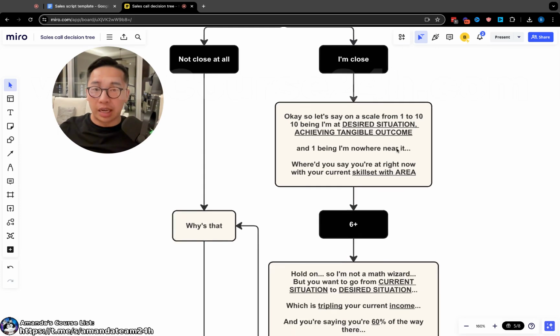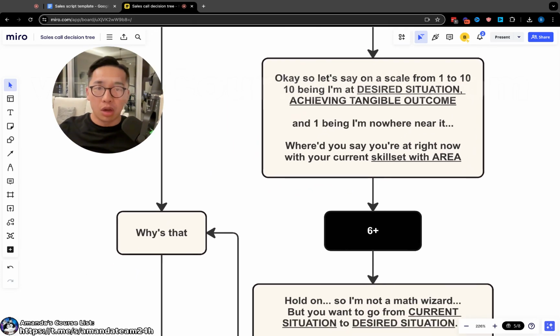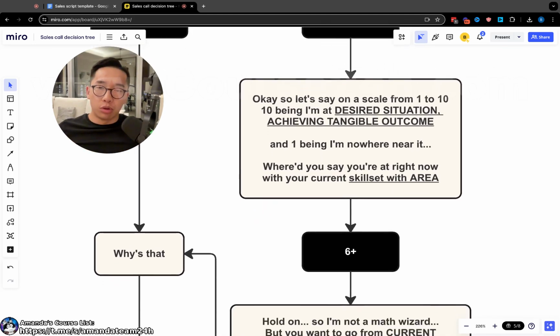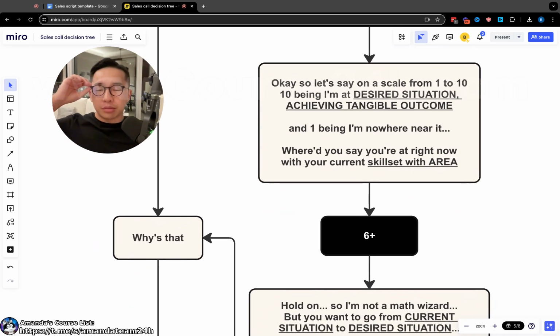Okay, so you got to seed doubts. How we do that is by using numbers. So they're like, yeah, I'm close. Okay, so let's say on a scale from 1 to 10, right? So you interject pretty early on. On a scale from 1 to 10, 10 being I'm making 20 grand a month from my Airbnb business, I retire my parents in 3 months, and if they said that's the time frame, and 1 being nowhere near it, where would you say right now, with the current skills you have at Airbnb?